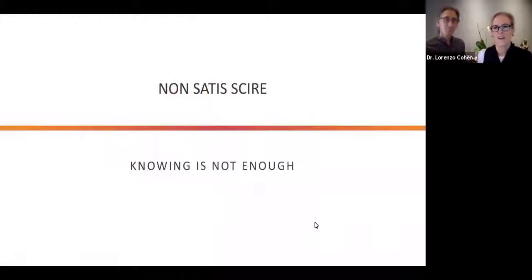So this was the motto at our son's school, our eldest son's college, non satis scire, I believe is how you say it. Knowing is not enough. And we loved coming across this at his school, because it really is so true. And today you're going to learn about the science and about strategies. And then it's going to be about taking action that works for you.